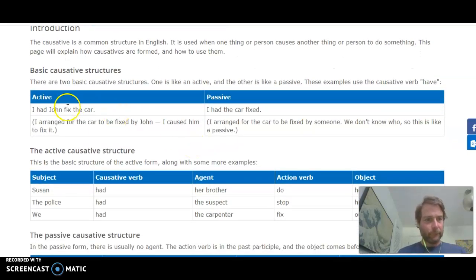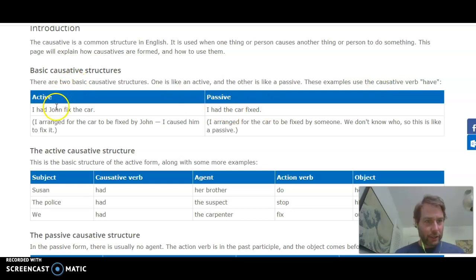The causative is a common structure in English. It is used when one thing or person causes another thing or person to do something. This page will explain how causatives are formed and how to use them. Basic causative structures. There are two basic causative structures. One is like an active and the other one is like a passive. The examples are with the verb to have, because it could be with some other verb, okay? But that's not so complicated.